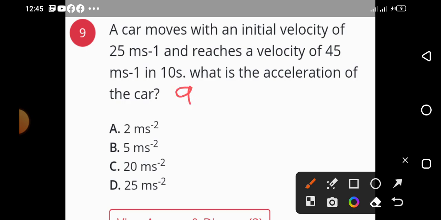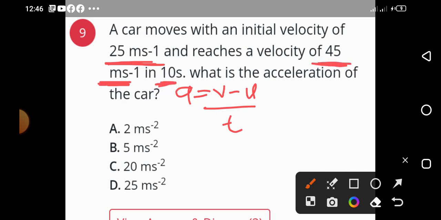As we know, the formula for acceleration is final velocity minus initial velocity divided by time. This is the formula for acceleration. So if we go back to the question, it says a car moves with initial velocity of 25 meter per second. This is the initial velocity, and reaches a velocity of 45 meter per second. This is the final velocity, 45 meter per second, in 10 seconds. So 10 seconds is the value of time.